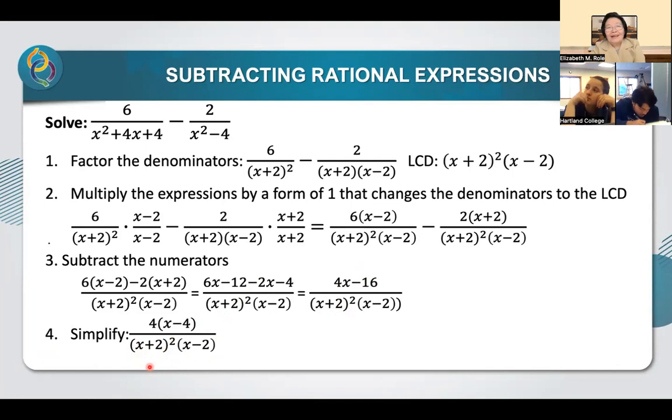So, the same process, except that the first thing you'll have to do is factor the denominators, as it has been necessitated, because your denominators are not in factored form yet. Now, if you don't want to proceed with this number 2 here, that can also be done directly.